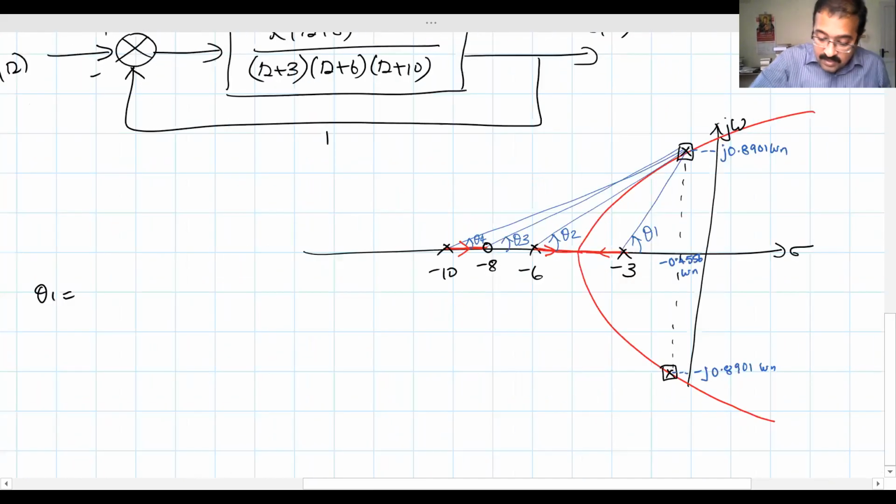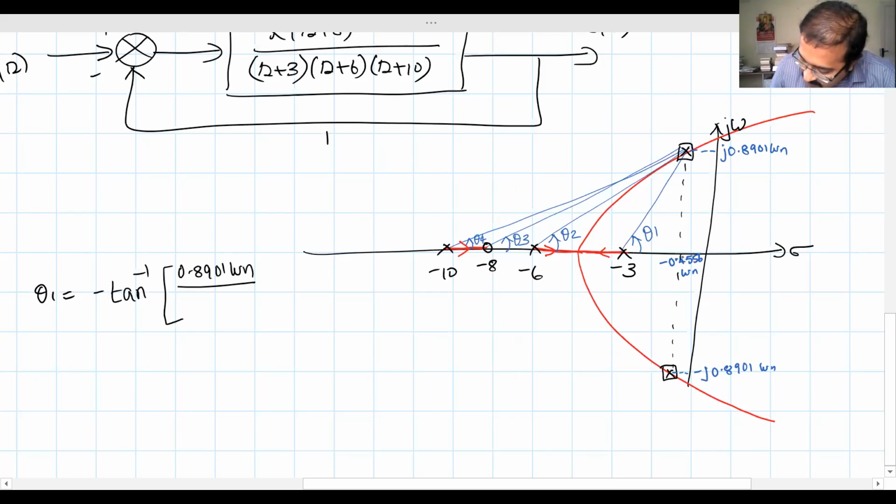So what will be theta 1? Theta 1 will be tan inverse opposite side. Opposite side is 0.8901 minus. Why minus? Because this is a pole angle. Pole angles will always be negative, and zero angles will always be a leading angle, positive angle. Since there's a pole at minus 3, the theta 1 has to be negative. So minus tan inverse opposite side, 0.8901 omega n divided by adjacent side. Adjacent side means this distance, 3 minus 0.4556 omega n. That is theta 1.